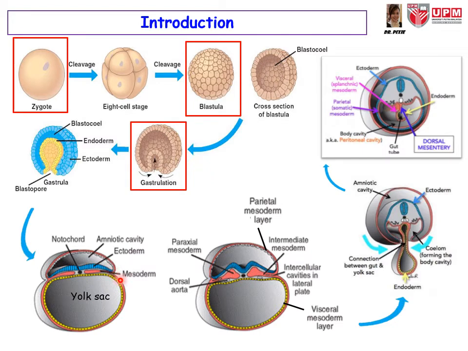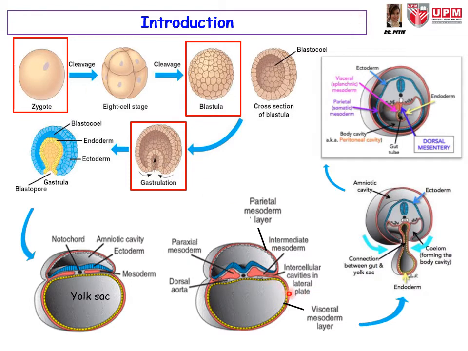It divides into 2 parts. For that, we'll look into this embryo. The lateral plate of the mesoderm is further divided into the parietal mesoderm and the visceral mesoderm. The parietal mesoderm is also known as the somatic mesoderm, which will then give rise to the parietal peritoneum.